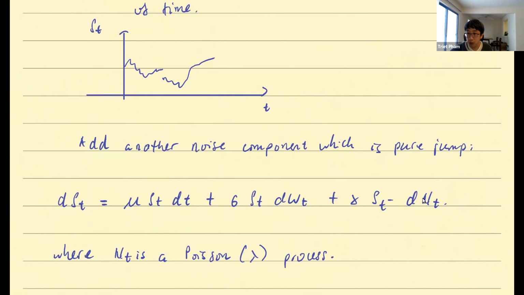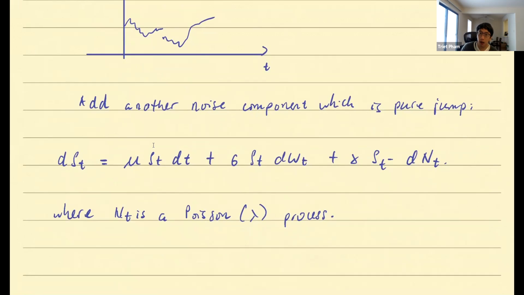Let's see. Question. The N_T, sorry, N is the standard expression for a Poisson process. Yeah.